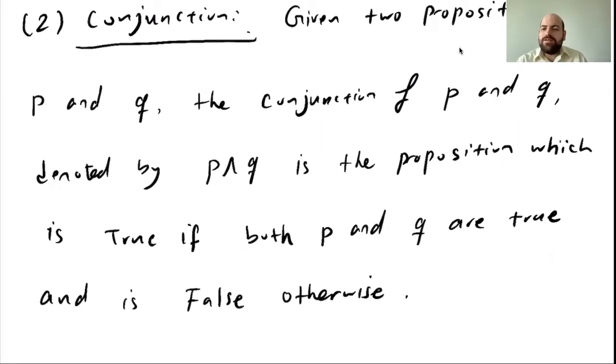Okay, so basically this conjunction is like an "and". If I have two sentences and I want to connect them with an "and", sentence one and sentence two, this overall sentence will be true if both parts, sentence one and sentence two, are both true. And if one of them is false, the overall sentence will be false.